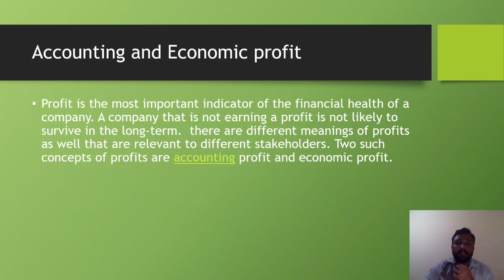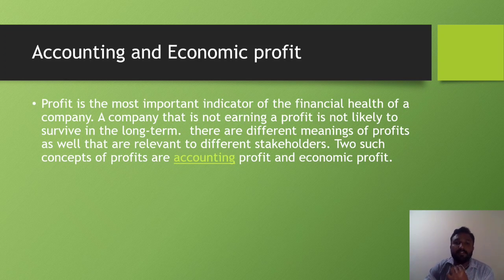Now the third topic is accounting and economic profit. Profit is the most important indicator of the financial health of a company. A company that is not earning a profit is not likely to survive in the long term. If a company does not earn a profit, how can it run? Every firm's motto is to earn a profit.